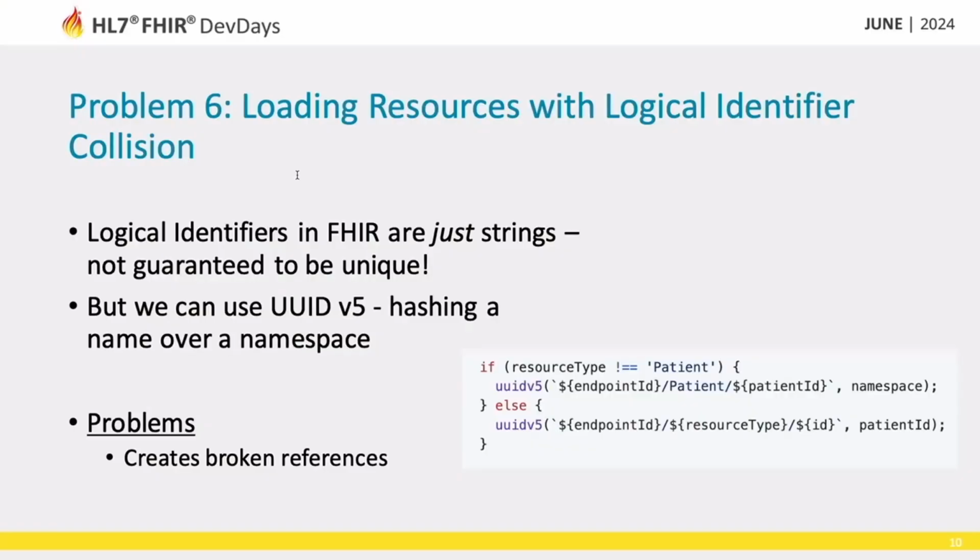So this was where I think we get into some even more interesting problems. We've really done the work of discovering and finding the resources. Now we need to process them and store them. And we have a really, really basic problem, which is that in FHIR, logical identifiers are just strings, right? There's no guarantee that they're unique. So if you're connecting to 400 different endpoints, you could and should expect collisions.